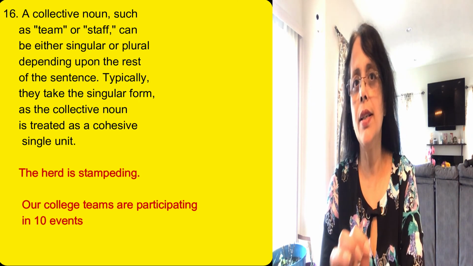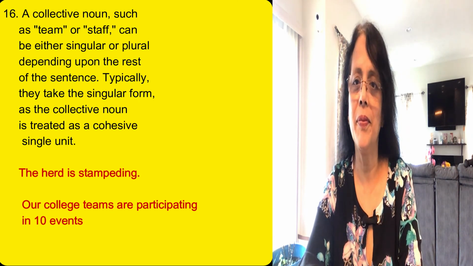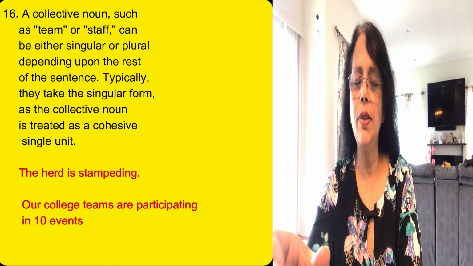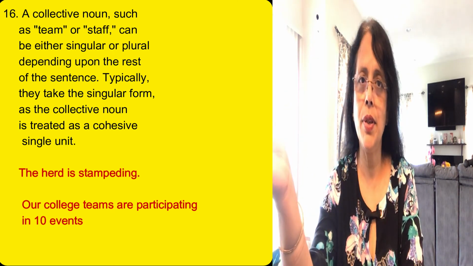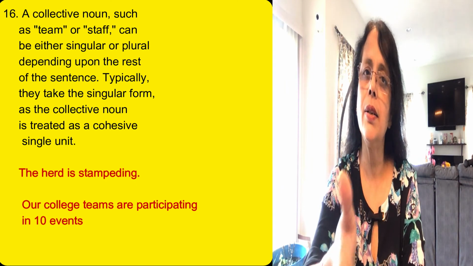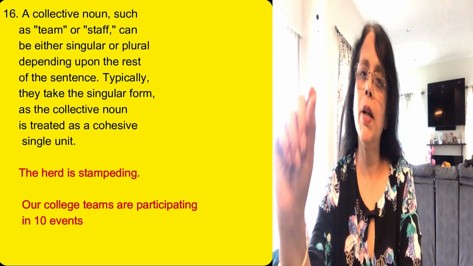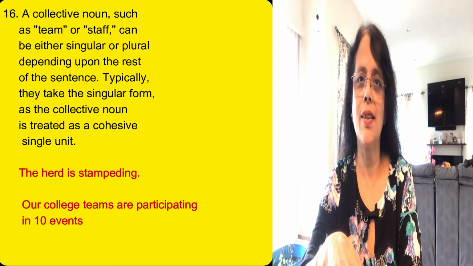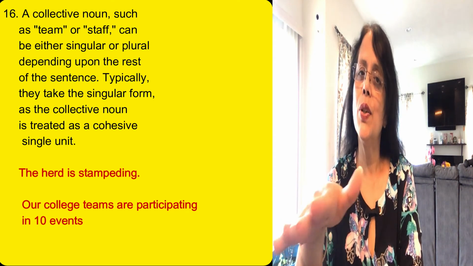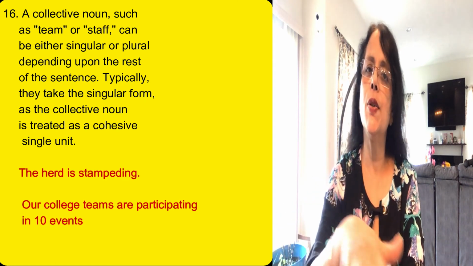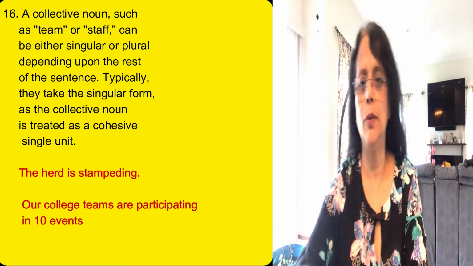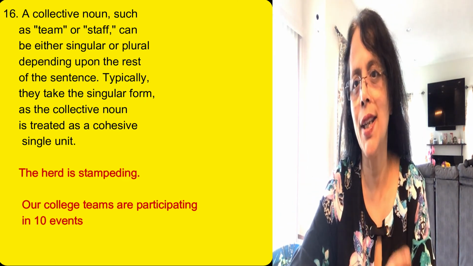The herd is stampeding. Herd is the collective noun and we are taking it as a single unit and we are using the singular form of the verb. Our college teams are participating in 10 events. Teams here is plural and so we are using the plural form of the verb. This is quite simple, I guess, right?